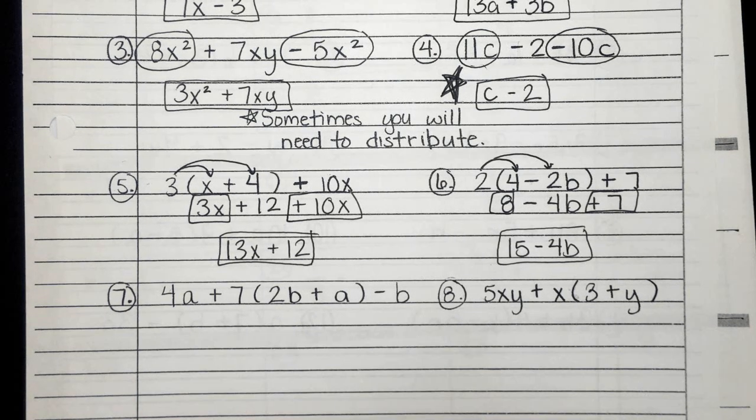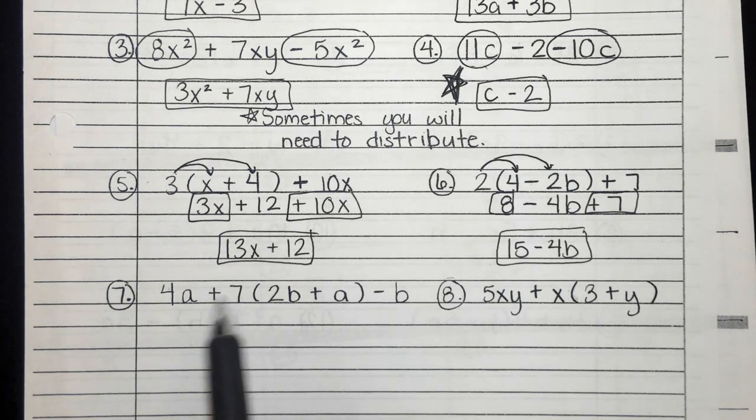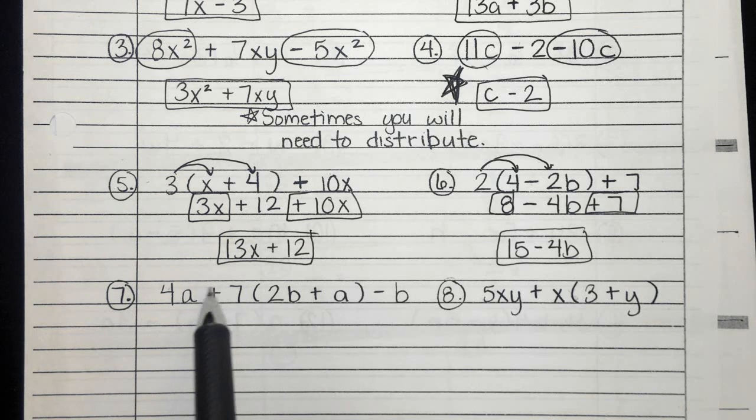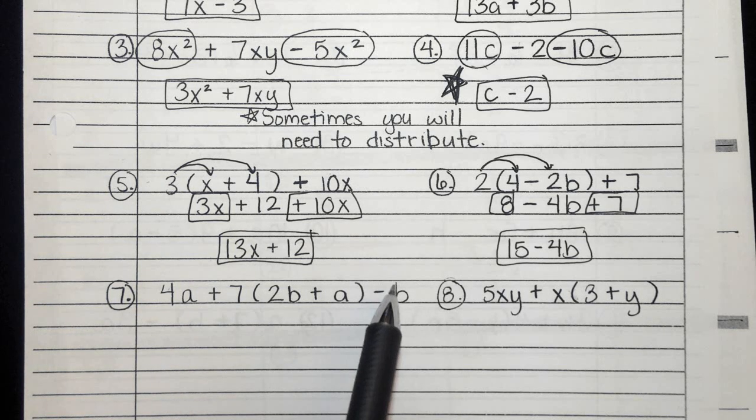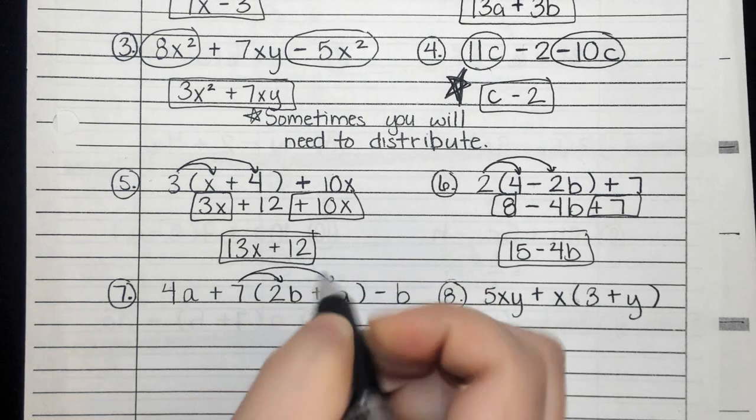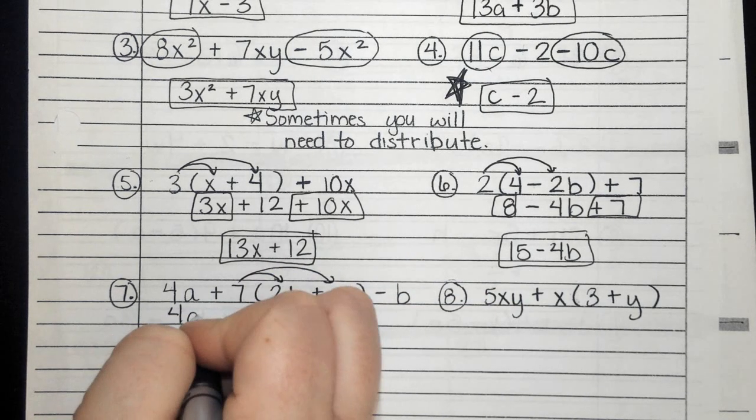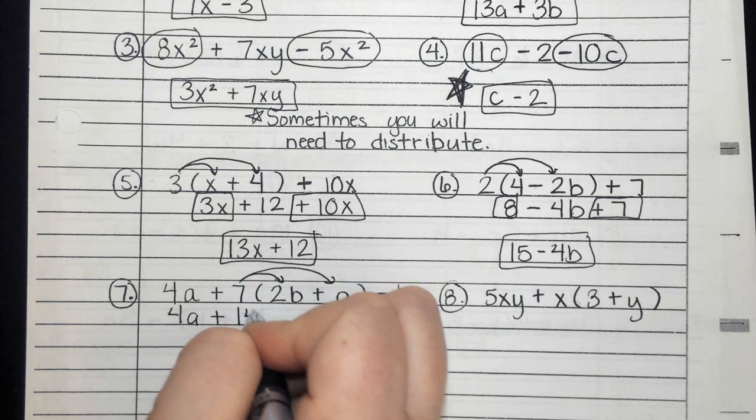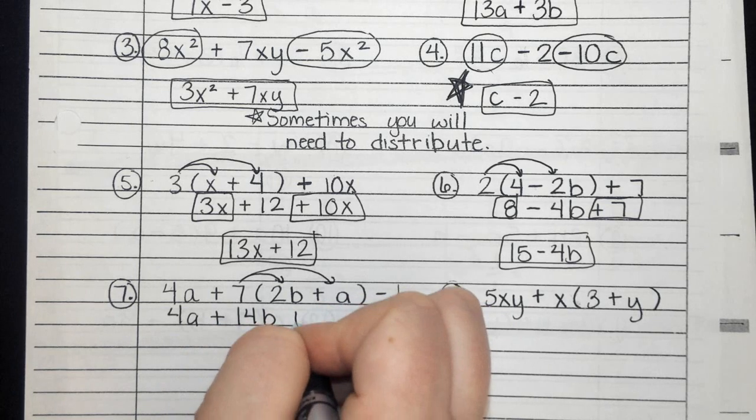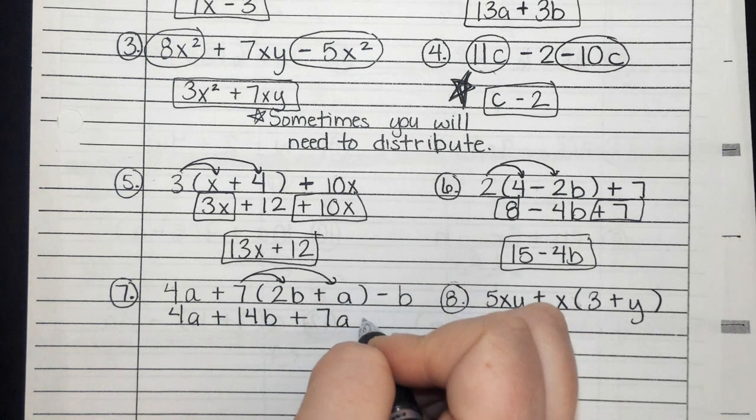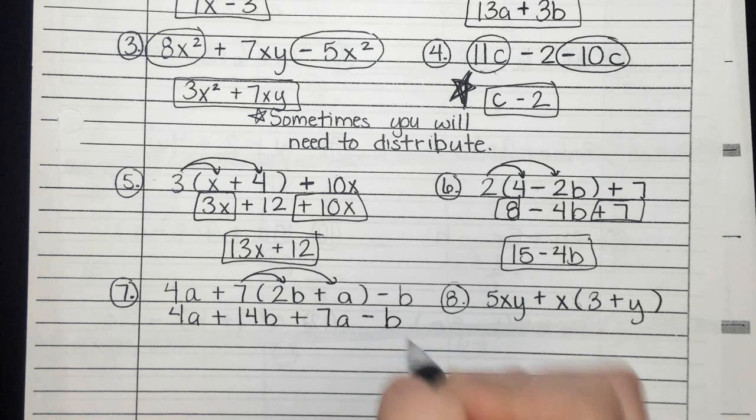Number 7 is a fun problem. This time, my number that I need to distribute is in the middle of the problem. That's okay, because doesn't multiplication still come before adding or subtracting? Yep. So I'm going to take that 7 and I'm just going to pass it out. So I'm going to leave 4a the way it is, plus 7 times 2b is 14b, plus 7 times a is 7a, minus b.